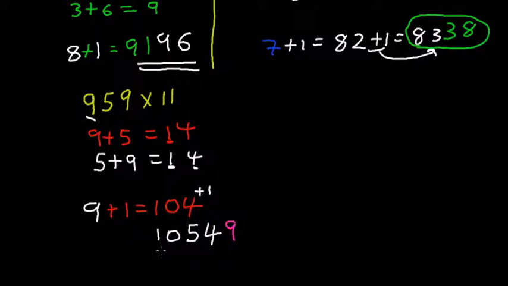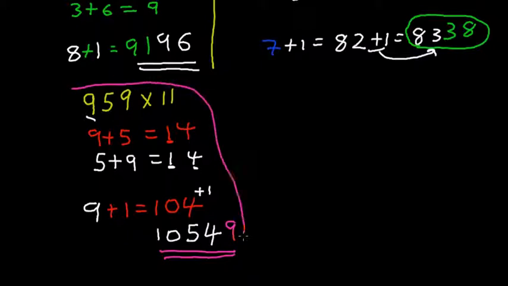Punch it on the calculator and you discover how fast you've been able to solve 959 times 11 using a trick as fast as this.